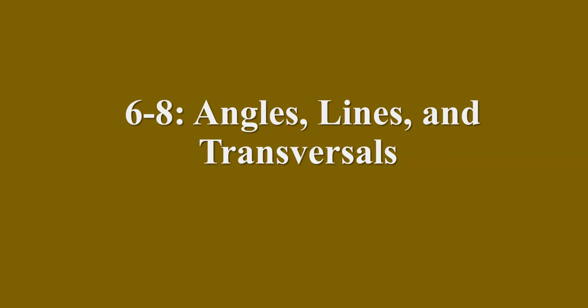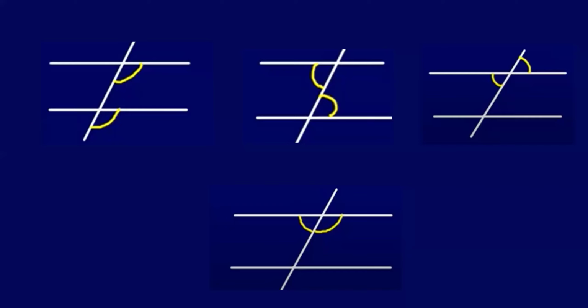Today we'll talk about the main concepts from topics 6, 7, and 8. We start with angles and lines. We have 4 rules for angles. When I have 2 parallel lines and one line cuts them, what is the relation between the angles?